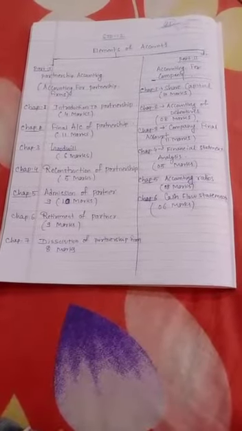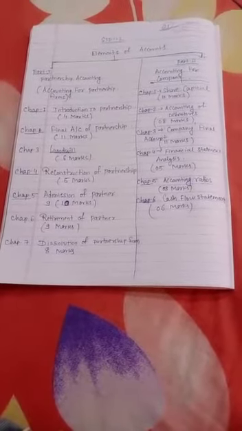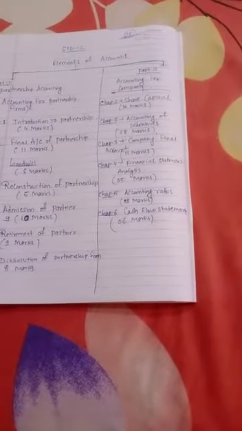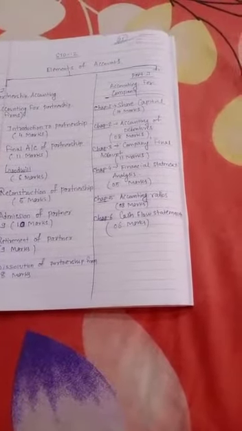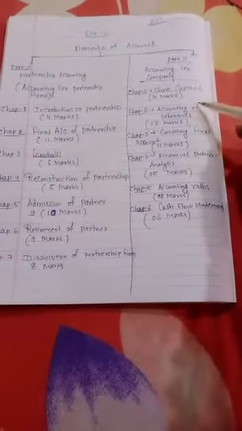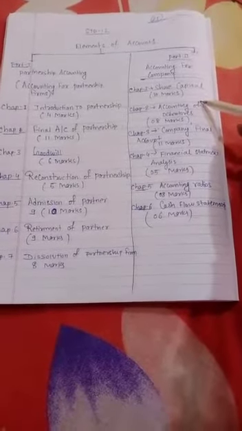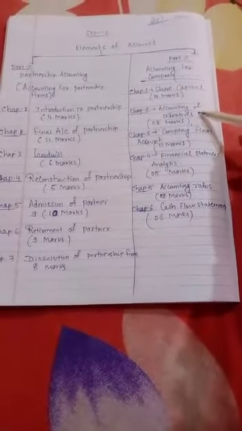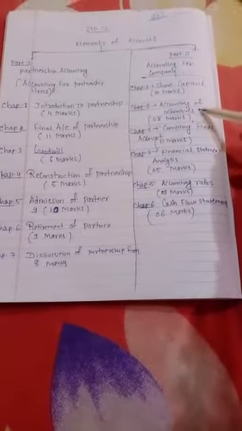Now you can see on your screen, part 2 is also given. In part 2, the first chapter is Share Capital. Friends, this chapter will be asked in 10 marks, right? The another chapter is Accounting of Debentures. It can be asked in 8 marks in your board exam.